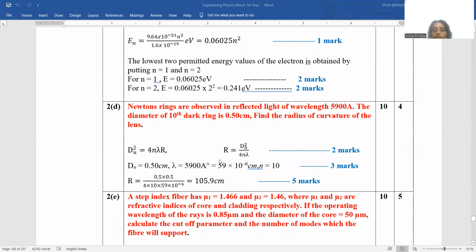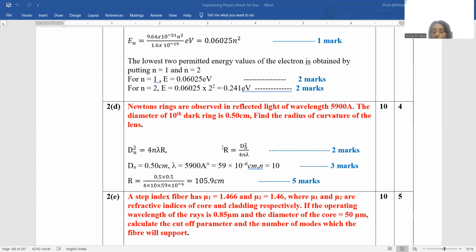Next, Newton's rings are observed in reflected light of wavelength 5900 angstrom. The diameter of the 10th dark ring is 0.5 centimeter. Find the radius of curvature of the lens. Diameter is given by dn square is equal to 4n lambda r. So r becomes equal to dn square upon 4n lambda.